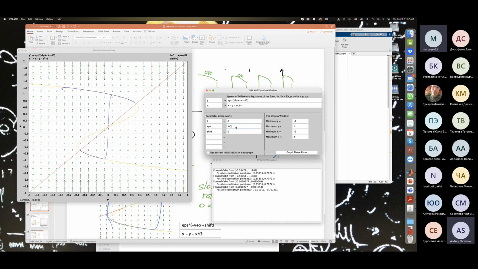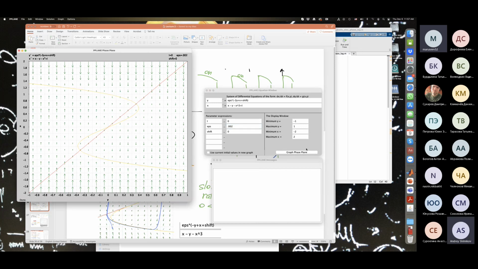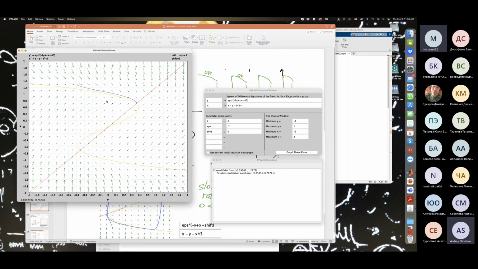So if I make this number smaller and graph it, then you basically don't see any difference, right? Because the eyeball resolution is not good enough to differentiate between the yellow line and this solution. But if I make it, say, 0.2 and graph it again, now you can see the difference, right? Which means this blue solution is epsilon close, but epsilon is large enough, so it doesn't stay close to the cubic nullcline, but it follows it.